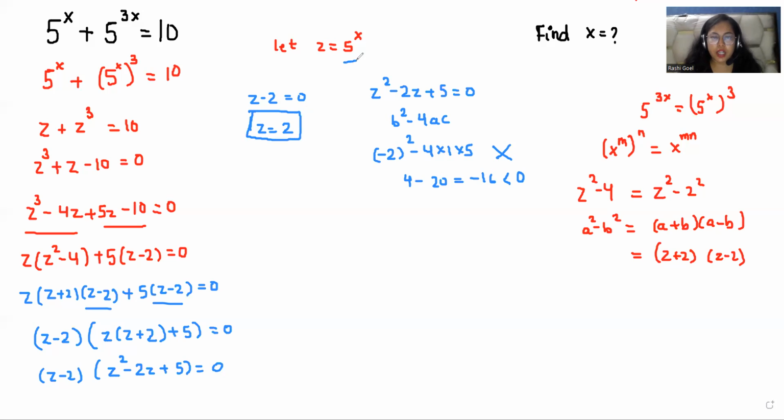So as you know, we took z is equal to 5 power x. So we can replace it. In place of z, I'm writing 5 power x is equal to 2. Now I can take log both sides. So log 5 power x is equal to log 2. Then I can divide both sides by log 5.